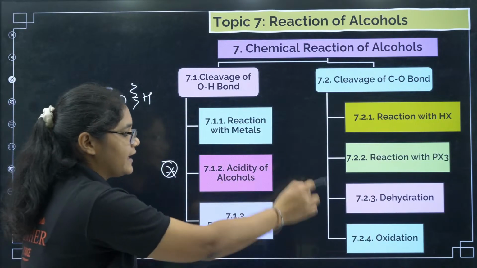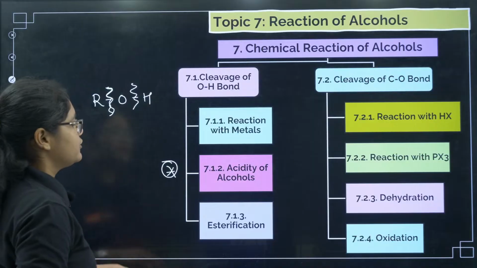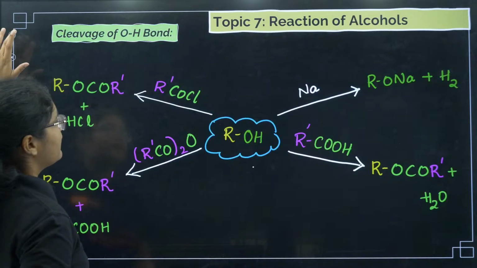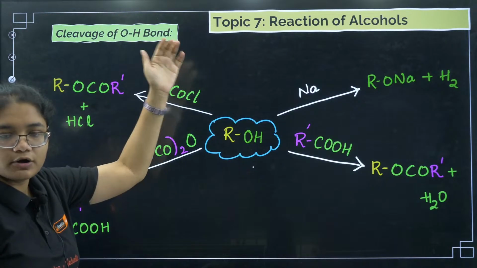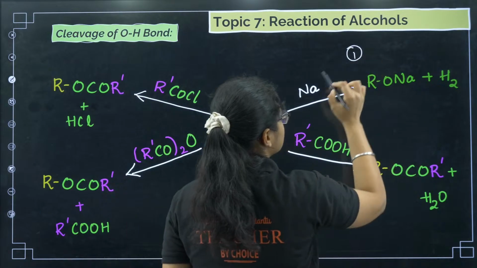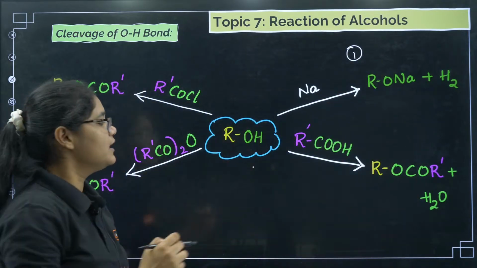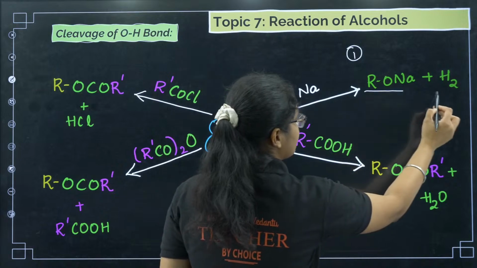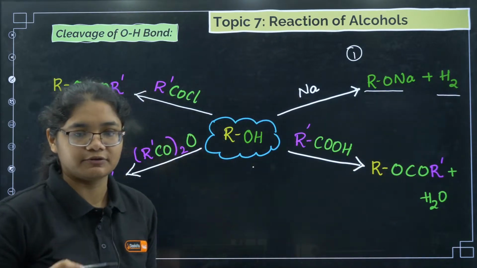Okay, these are the reactions that we will see. Clear? So let's move forward. First one, where we are discussing cleavage of OH bond, or where OH bond is breaking. The first one is your reaction with metal. So if I react with metal, what will I get? RONa plus H2. Okay, H2 gas will form.